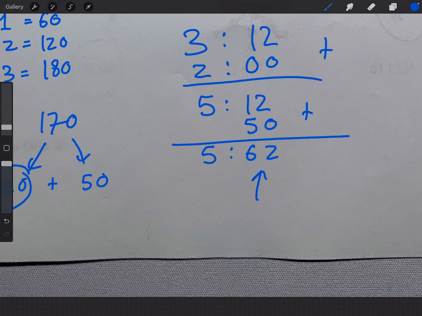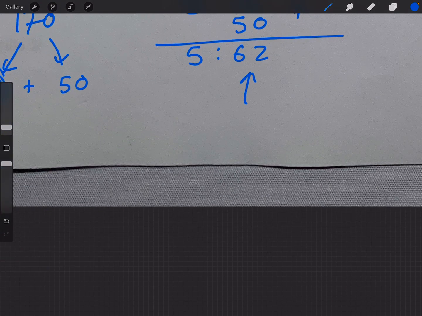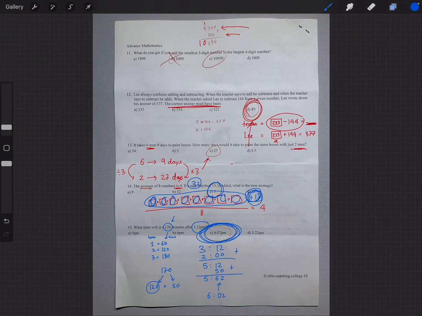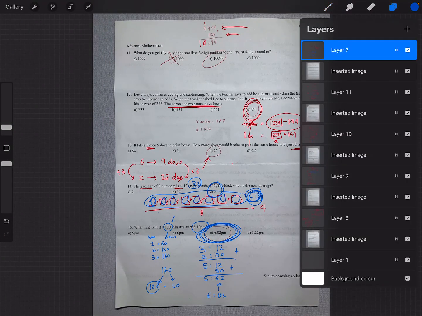We never have 5:62. That's gone on to 6 o'clock now, right? Once it goes to 60, there's no more than 60. It goes back to 00. So therefore, this will be 6:02. Okay, so therefore you look at the answer and you can see the answer is C, which is there, all done. Alright, so there is all your answers.